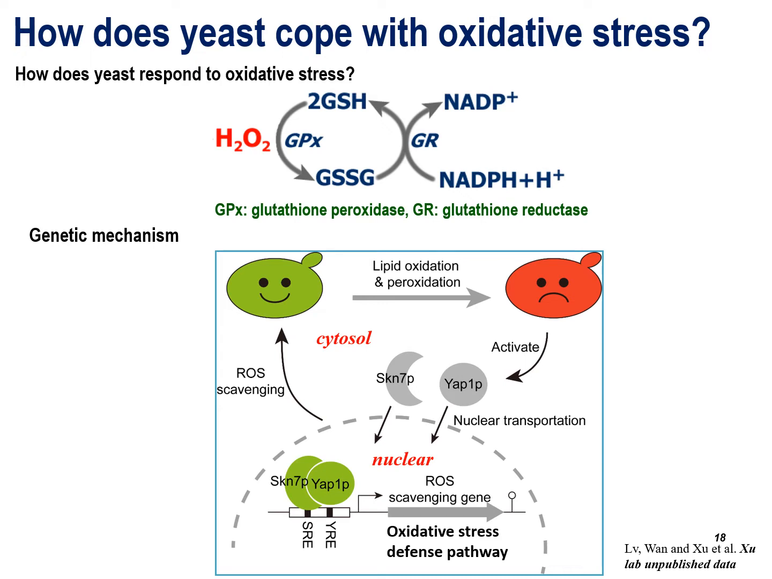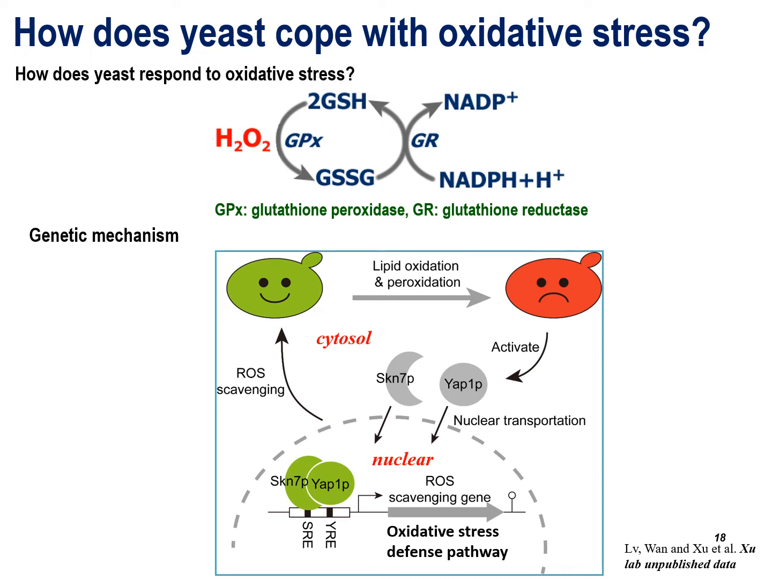The cell actually has a very delicate control mechanism to get rid of hydrogen peroxide. They use two enzymes. One is called glutathione reductase, and the other one is glutathione peroxidase. Under stress of hydrogen peroxide, SKN7 and YAP1 will first be translocated into the nucleus, and they will form a heterodimer and be co-localized onto the SRE and YRE binding sites. What happens is that the structure will change, and an intermolecular disulfide bond will be formed, and they will sequester their nuclear export signal.